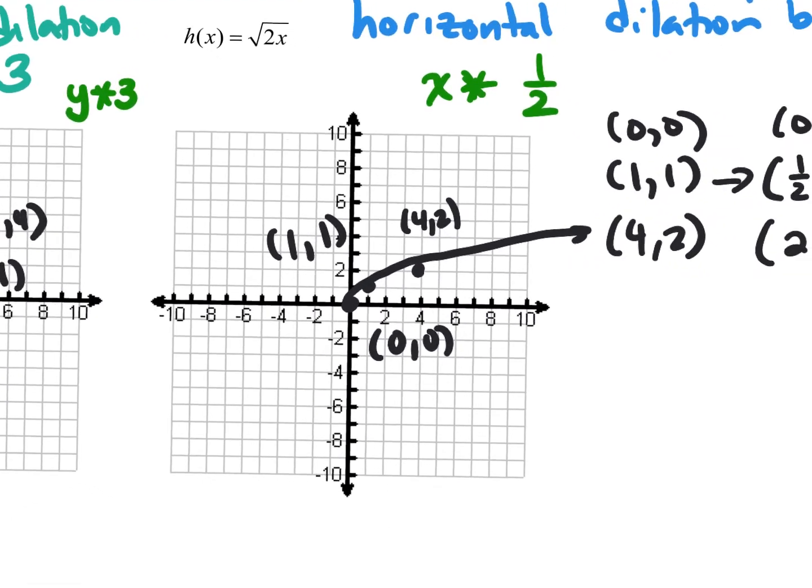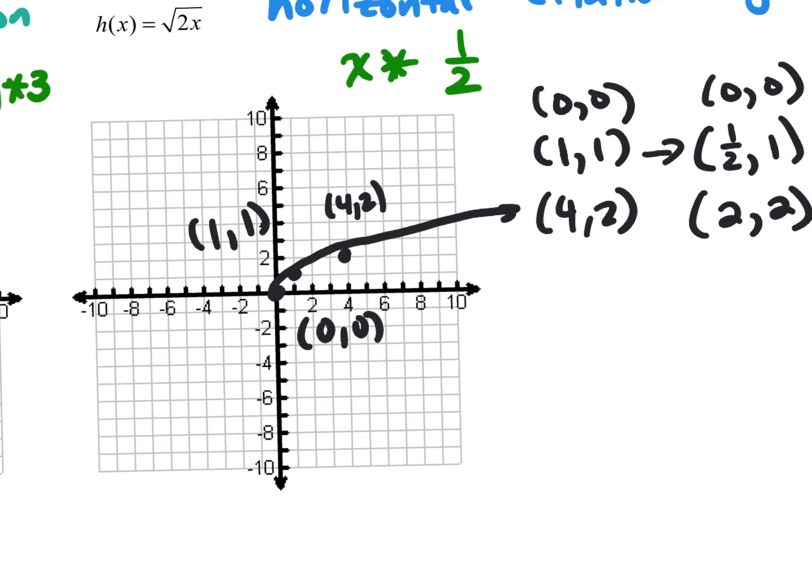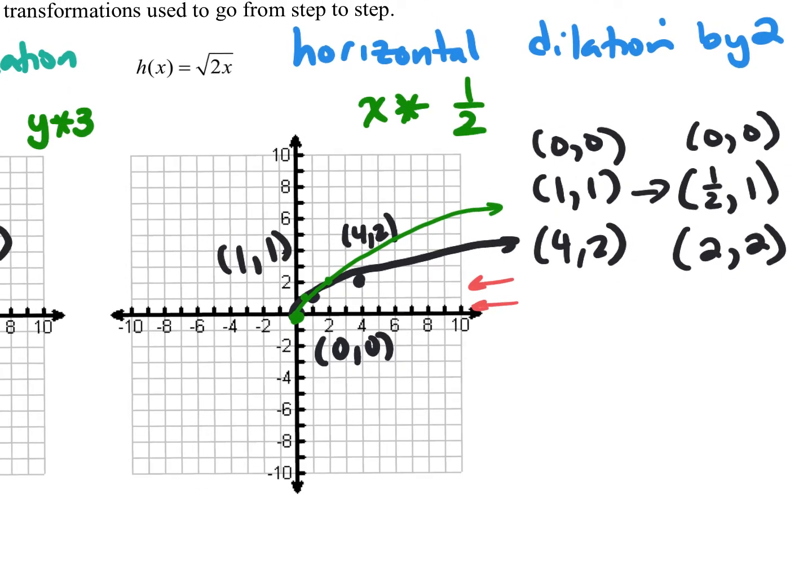So I'm going to have to zoom in here to plot these because they're going to get really close to one another. So (0, 0), (1/2, 1), and then (2, 2). So you can see it's going to go this way. So remember, this b was bigger than 1, so it's like we're compressing it. So if you think about pushing this black one back this direction, it gets bent, and that's how we get this green one. So that is how we would do a horizontal dilation. The horizontal dilation is by far the weirdest because you have to remember to multiply the x's by the reciprocal.